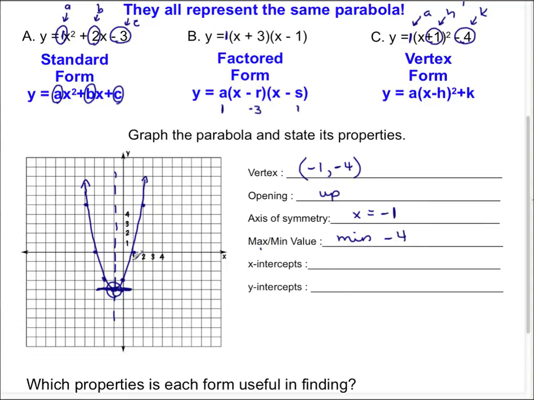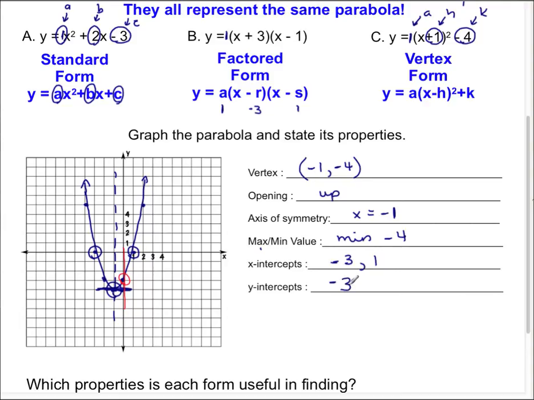Now our x-intercepts here are right here. There's a 1 and -1, 2, 3. So a -3 and a +1. And the y-intercept is right here. I'm going to pick a different color to circle that one with. There's our y-intercept where it crosses the y-axis, and that y-intercept is -3.